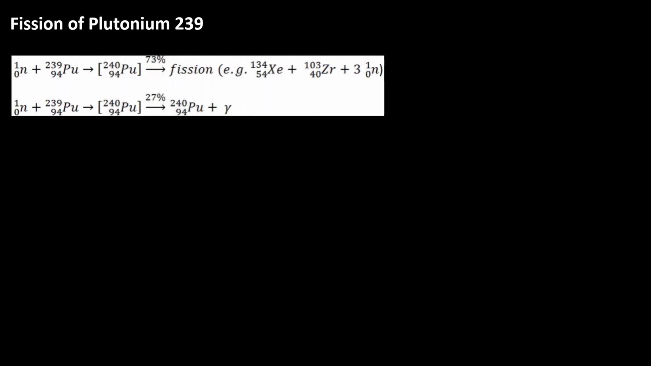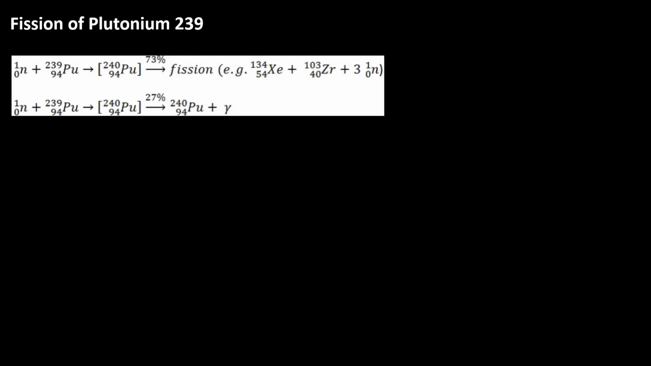Plutonium-239 fission can be done through a process similar to this. If it is bombarded with a neutron, the plutonium-239 will be converted into other elements, for example xenon and zirconium, plus, if you notice, three more neutrons.